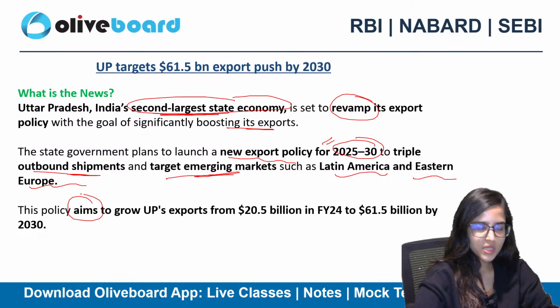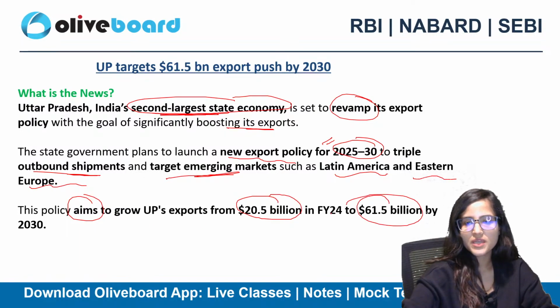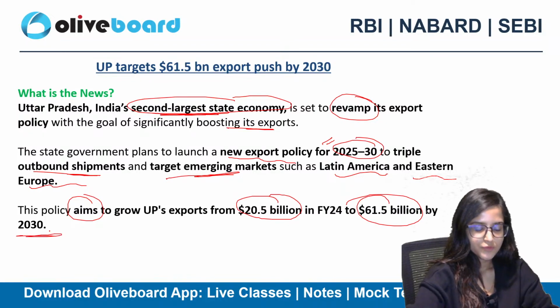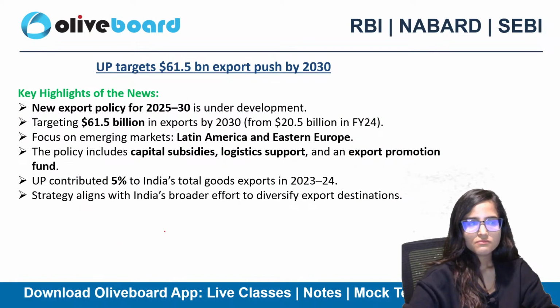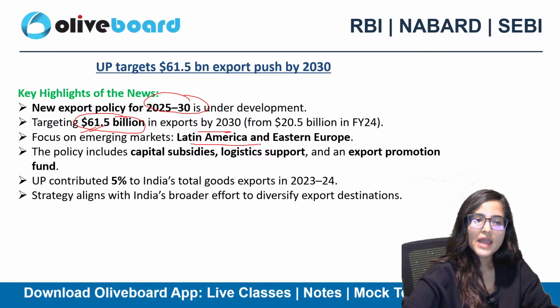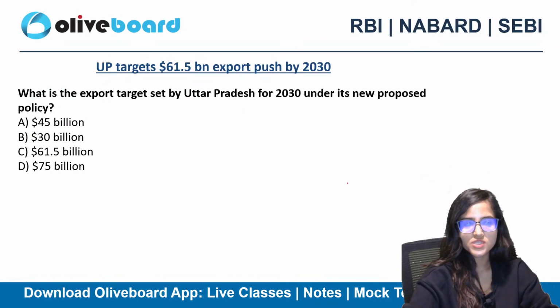And what is the aim of UP? To increase the exports from $20.5 billion to $61.5 billion by 2030. Fine, this is the target. Remember this target of UP. The new export policy for 25-30 is under development. $61.5 billion is the target by 2030, and we are going to target Latin America and Eastern Europe. This policy includes providing capital subsidies, logistic support, an export promotion fund, and UP has contributed 5% to India's total goods exports in 23-24. That is why this policy becomes important.